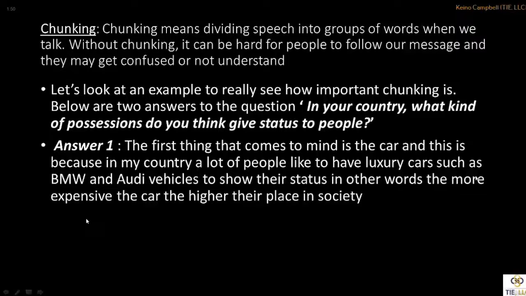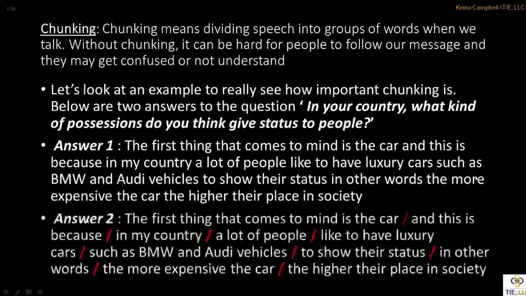Now, this is more of what it sounds like when you're chunking. You're saying these groups of words and then there's a pause, right? And then there's another pause. And that's why I've told you, you heard me say this earlier, you have to be able to speak with punctuation. So here's the second part.